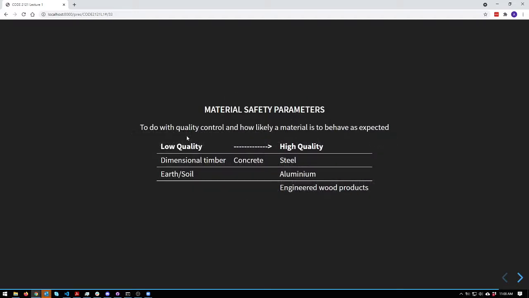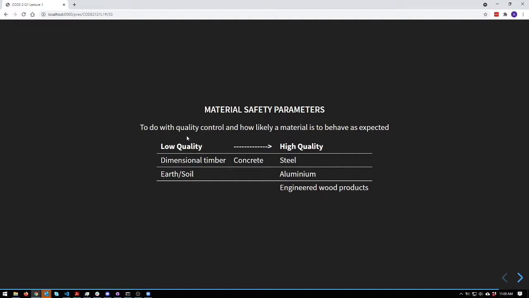So when we think about the safety of a material, we have to also consider whether or not that material is of a low quality or a high quality. And quality is referring to whether or not that material is going to behave as we expect. So steel is a material that we can have a lot of control over. It's a homogeneous liquid that we mix various alloys and elements into to make sure that it has the properties that we want, and we can make sure that it's consistent so that we know that it's going to behave in a certain way. And that applies to aluminium and also engineered wood products.